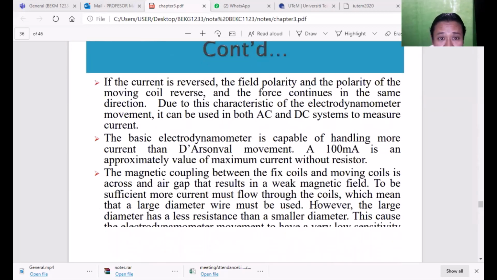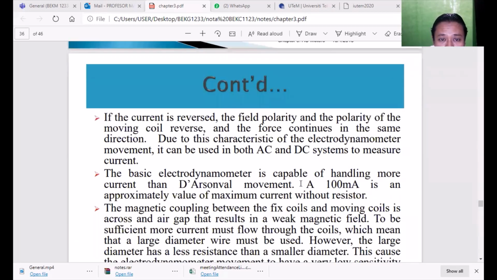If the current reverses, the field polarity and the polarity of the moving coil reverse, so the force continues in the same direction. Due to these characteristics, the electrodynamometer movement can be used in both AC and DC systems to measure the current.